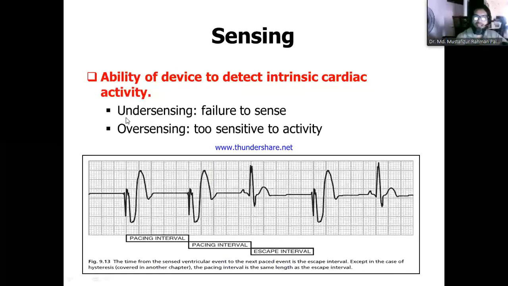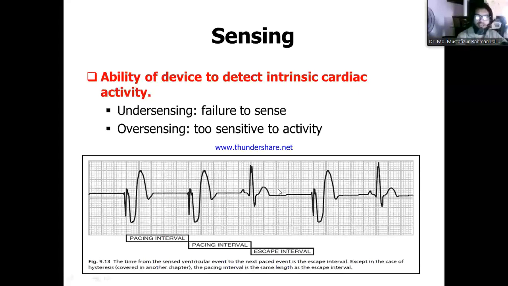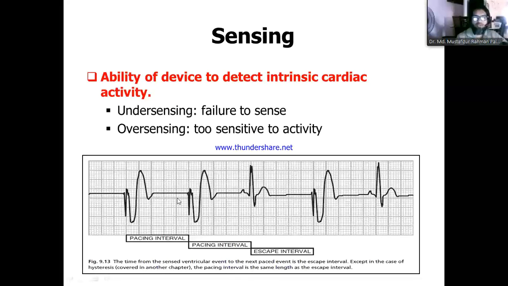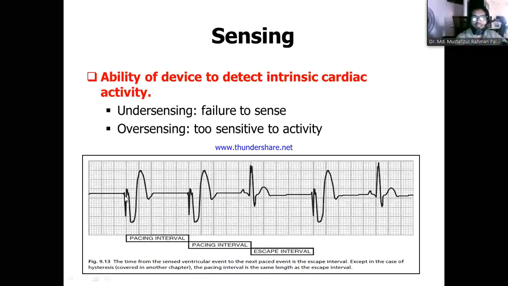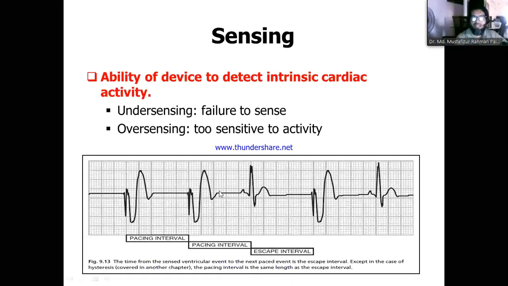So complications also occur. There is undersensing and oversensing. I explained that in my previous lecture on pacemaker malfunction. But I will tell you in this lecture also, not that elaborately, but a few. Here you will see the pacing interval: after the pacing spike, the depolarization occurs, the pacing interval begins. But in the pacing interval, if any intrinsic cardiac activity occurs, then the pacemaker will reset the timing cycle.